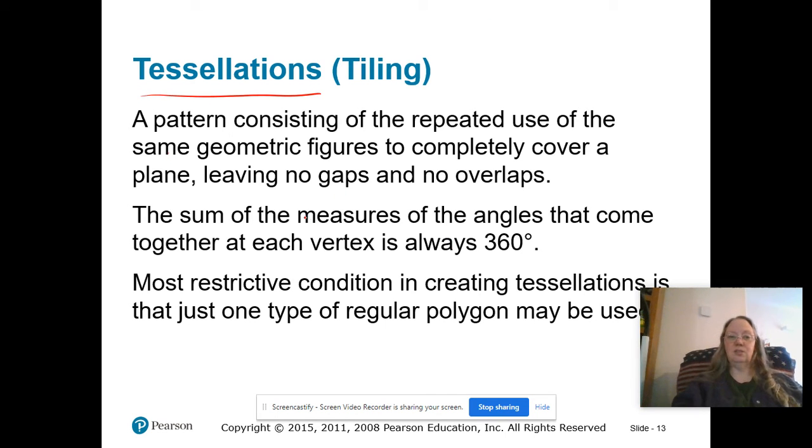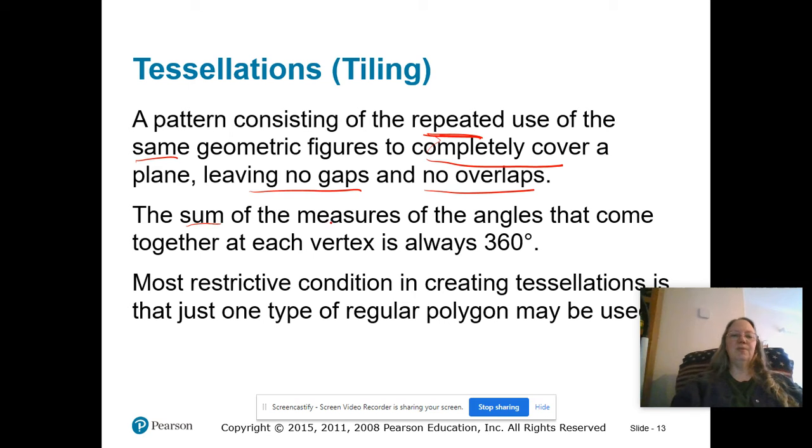That's the definition of tessellation. It consists of repeated use of the same geometric figures. We could have two different shapes to completely cover, or we could use the same shape, or three different shapes. But the key is it has to be repeated use of the same geometric figures, completely covering, leaving no gaps, no overlaps. There you go. Much easier than this makes it sound.